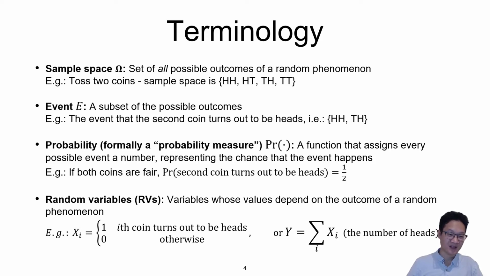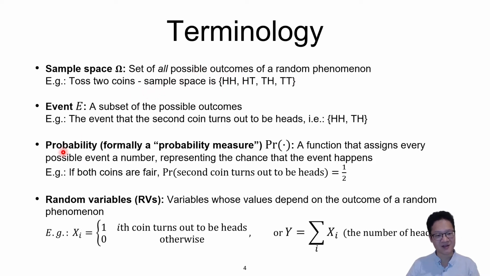An event E is a subset of omega, so a subset of the possible outcomes. For example, there would be four elements in the sample space. Head-head, tail-head would basically be a subset of the sample space, right? So that would be an event. The entire sample space is also a subset of itself, so that's also an event. And the empty set is also a subset of the sample space, so the empty set is also an event.